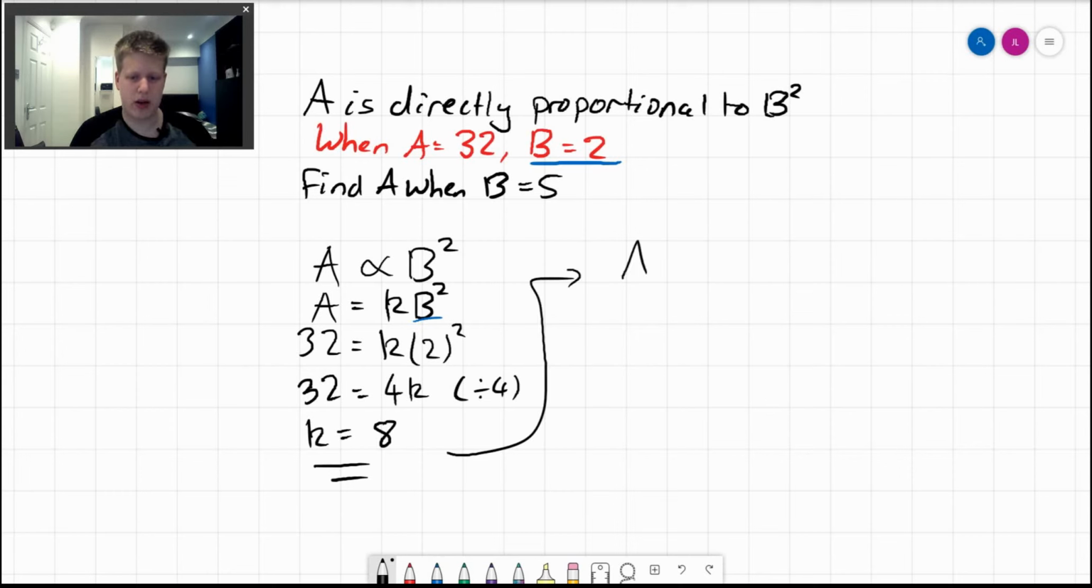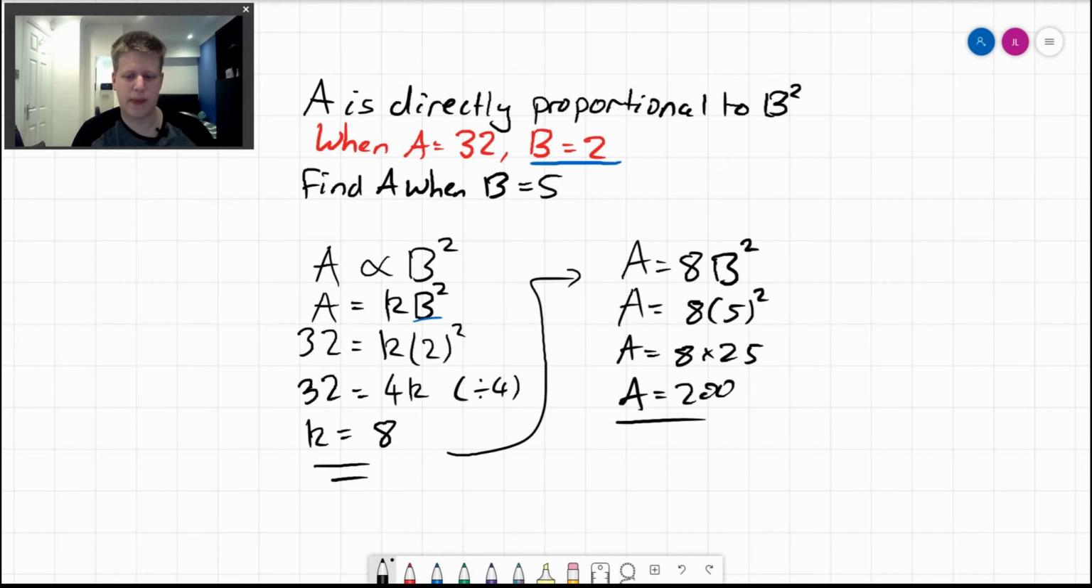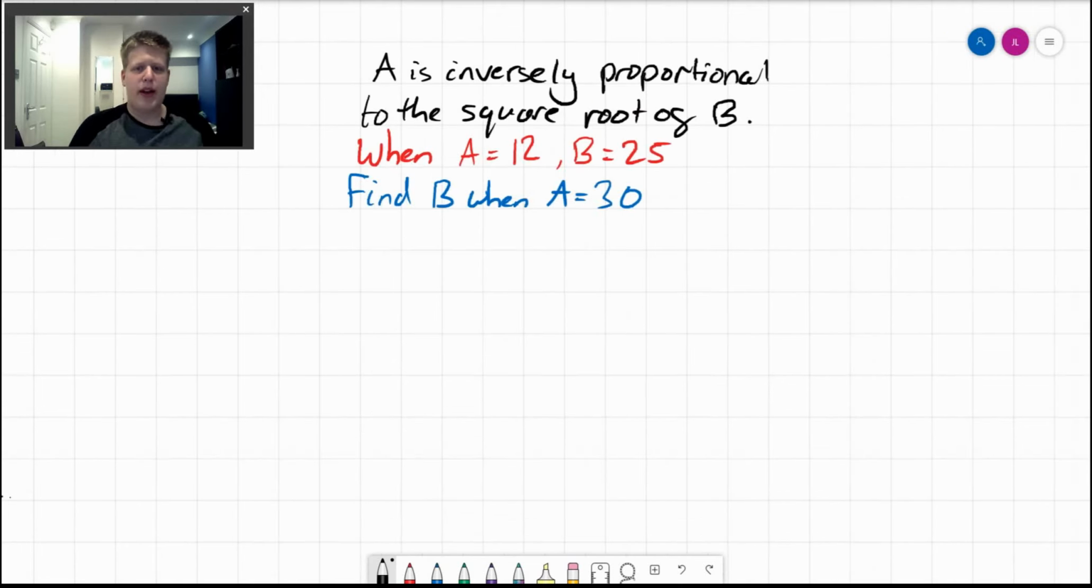So now let's rewrite our equation. We know that a will be equal to 8 lots of b squared. And the question wants us to find a when b is 5, so let's sub in b. We know that a will be 8 lots of 5 squared. 5 squared is 25, so a will be 8 times 25, and that means that a will be 200. And that's our answer. Now let's look at another question, but with a square root.